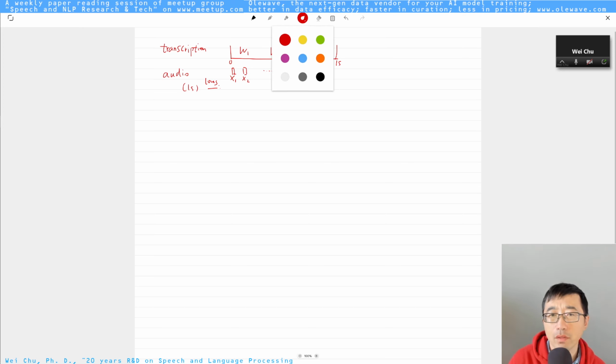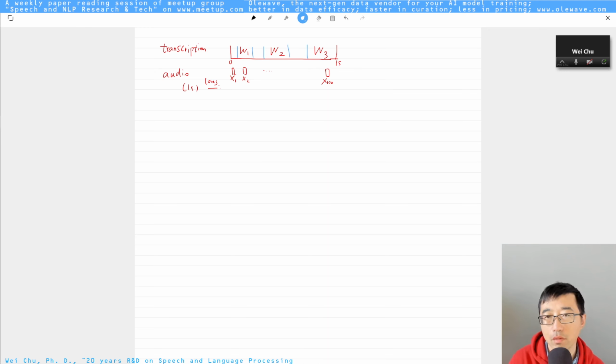And you want to find the starting time of W1 and the end time of W1, the starting time of W2, end time of W2, starting time of W3, and end time of W3. And this corresponds to a certain place here, right? And suppose this is x30, and this is x51, and this is x82, etc.